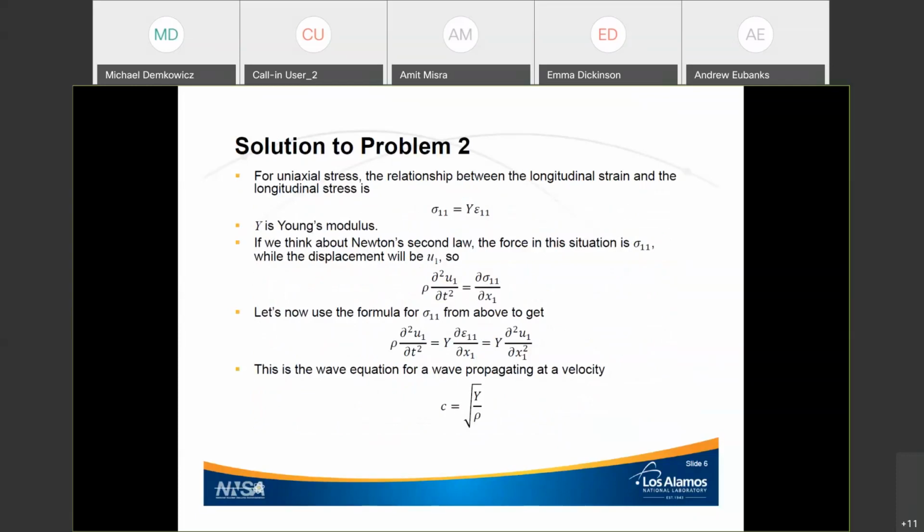If you remember, for uniaxial stress, the relationship between the longitudinal strain and the longitudinal stress is sigma 1,1, the 1,1 component of stress, is equal to Young's modulus times the 1,1 component of strain. I should point out some authors use a capital E for Young's modulus. The reason I don't is that in most shockwave work, which is really my specialty, E is the symbol used for internal energy. And so I took Y for the purposes of this discussion to be Young's modulus. Some people use Y for yield stress, and that's a different beast. But for our purposes, Y is Young's modulus.